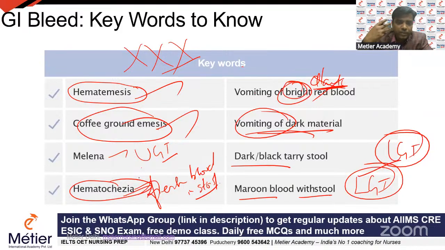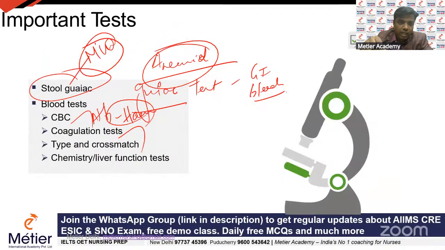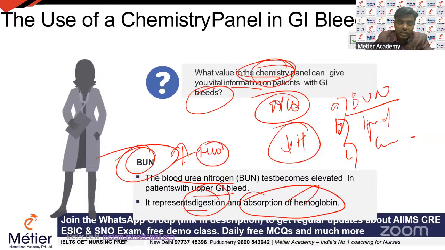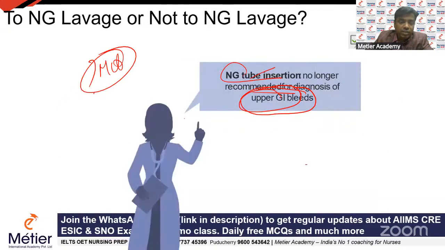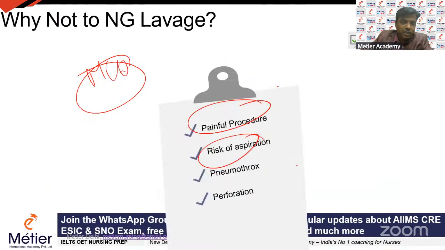So in MCQs, if they plan a question on GI bleeding, it is one of the most important topics. Based on that, investigations include the stool guaiac test and blood investigations. Hematocrit is very important. BUN is also important, because it represents digestion and absorption of hemoglobin. Regarding NG tube lavage, when bleeding is there, no lavage and no NG tube insertion. Plan for endoscopy, and then plan for balloon tamponade, because it is a painful procedure with risk of aspiration, pneumothorax, and perforation.